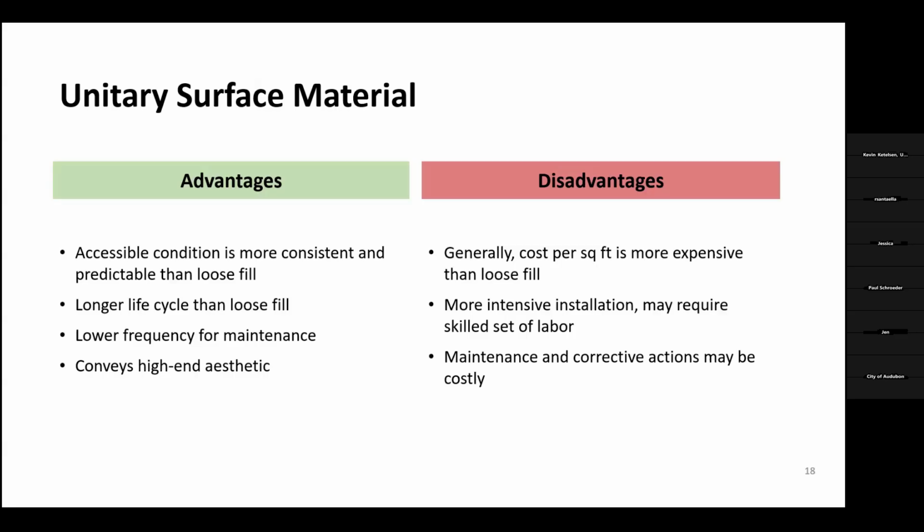Your bottom end of your loose fill materials is probably about $1 a square foot or even less, where the start of your unitary materials, you're looking at 10, 14, 15, $16 a square foot, just at the bottom of the range for unitary surfaces. So they're much more expensive than loose fill. They usually require more intensive installation. They might even require a skill set of labor.